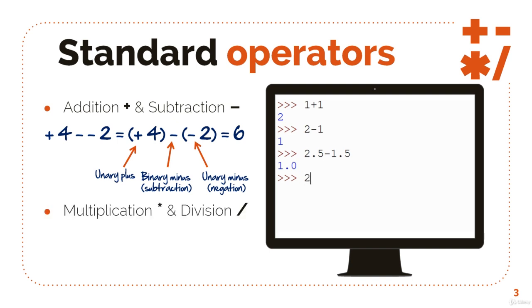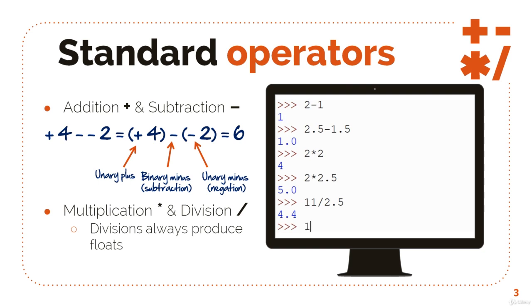The other two well-known operators are multiplication with the asterisk or star sign, and division with a / sign. If you look on the right, you can see multiplication follows the same rules as the previous two in converting integers to float when floats are introduced. However, if you now look at division, you will see that division always produces floats, even when there are no floats used.